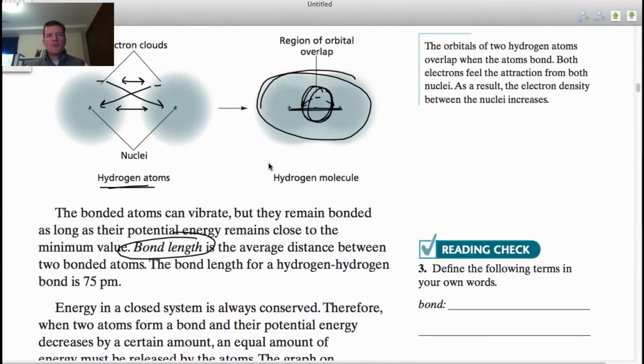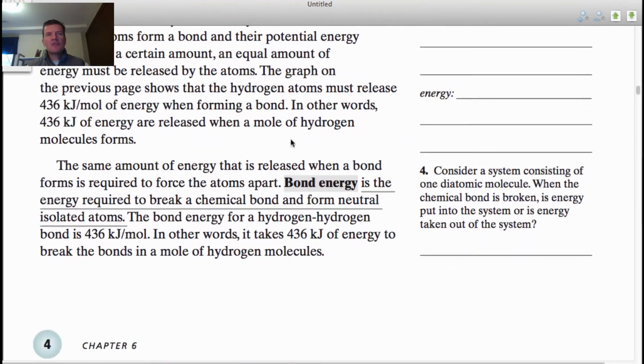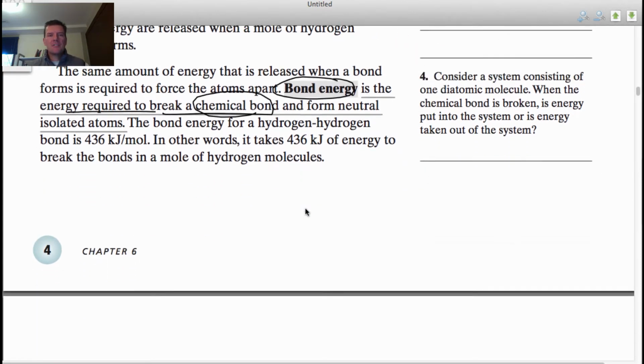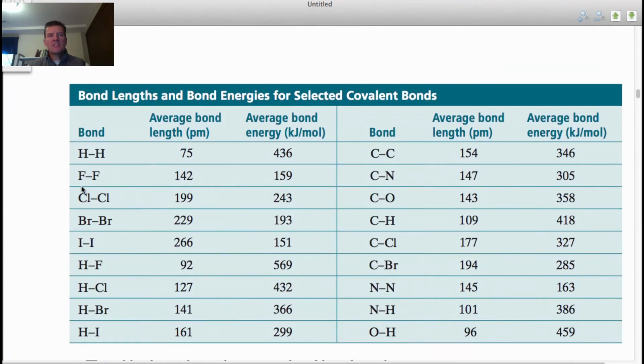Now, if you wanted to break this bond, if somehow you were able to break the bond by using some energy to push them apart, the amount of energy used to break those apart is called the bond energy. So the amount of energy required to break that chemical bond and go from a chemical compound back to individual neutral atoms, that's called the bond energy. Okay? And here's a list of different bond energies.